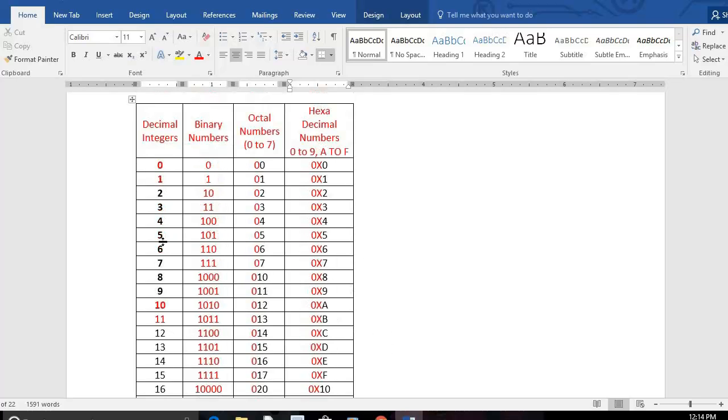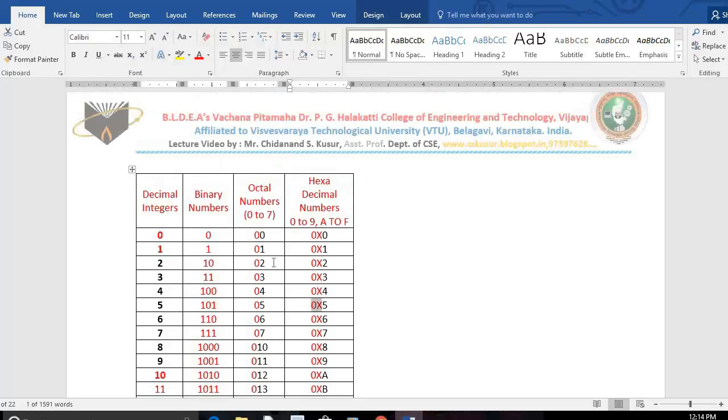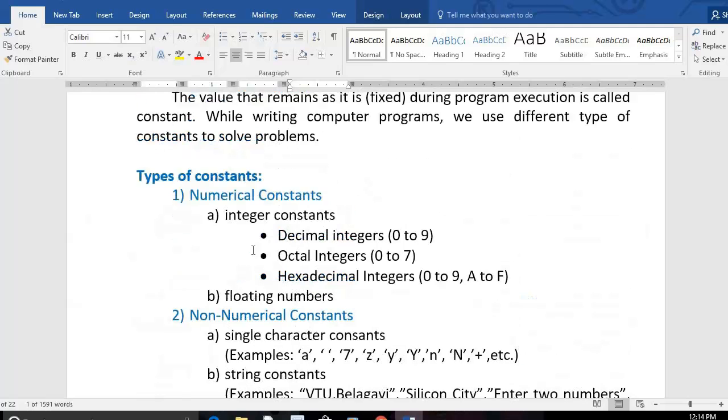But how will the machine identify whether 5 is simply decimal, octal or hexadecimal? Hexadecimal numbers are preceded by 0x. If 0x is there, then that is hexadecimal. If 0 is there, then that is octal. No 0, no 0x, that is decimal. Like this the machine will identify. I hope everyone has understood. Very good. And this is all about the different types of constants.